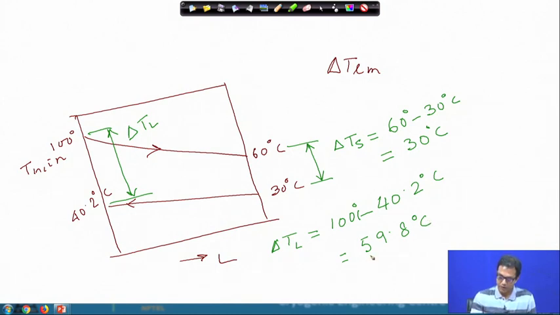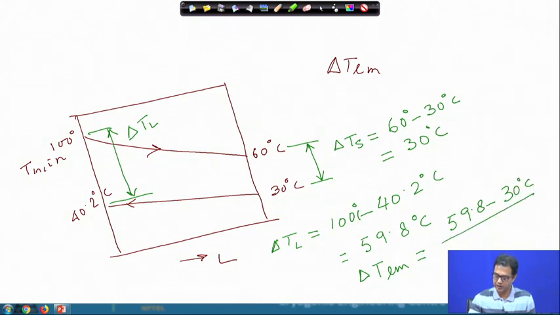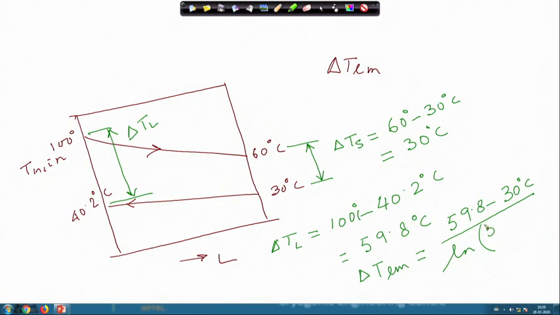So, the delta T Lm is delta T large minus delta T small, so 59.8 minus 30 degree centigrade divided by ln of 59.8 divided by 30. So, this comes out to be 43.2. So, now we have the idea about the LMTD, delta T log mean temperature.